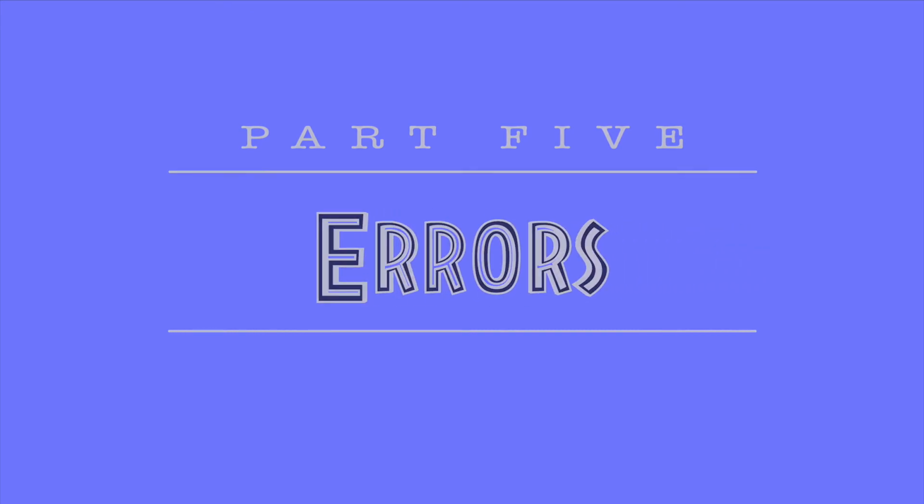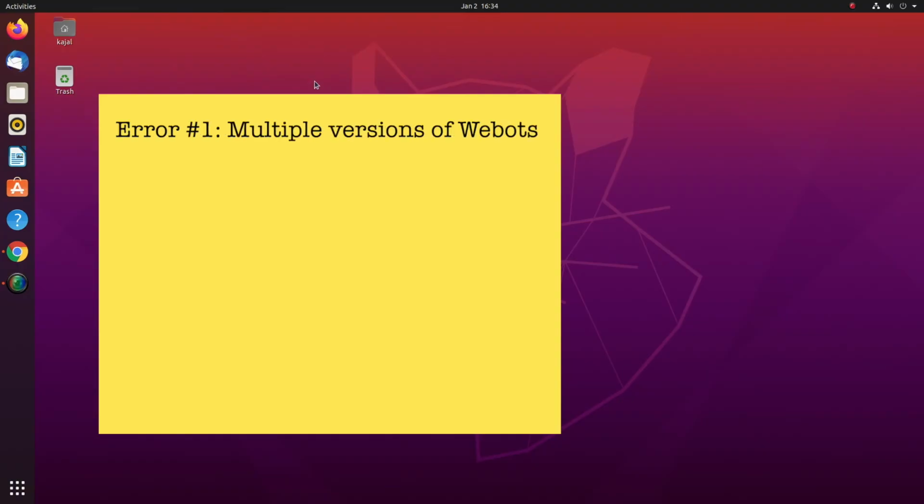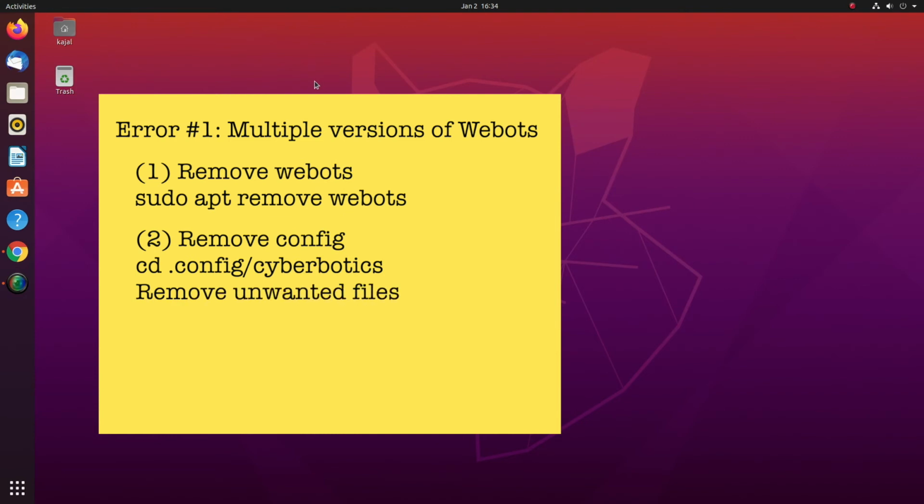Now let's look into some of the errors. As I mentioned before, it is possible you end up with two different versions of VBots. To avoid clashes and errors, let's delete one of them. We'll use the command sudo apt remove VBots to remove it. Additionally, also make sure to go to the folder .config/cyberbotics and remove the file from there as well.